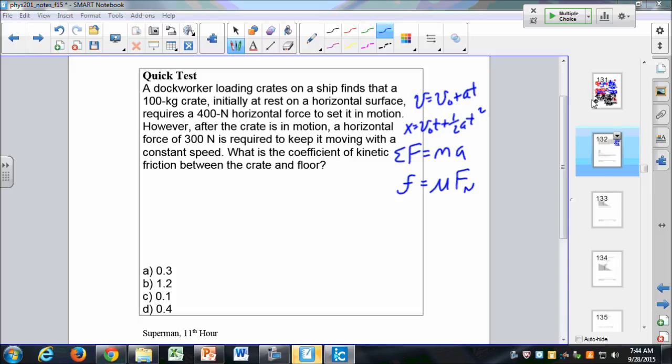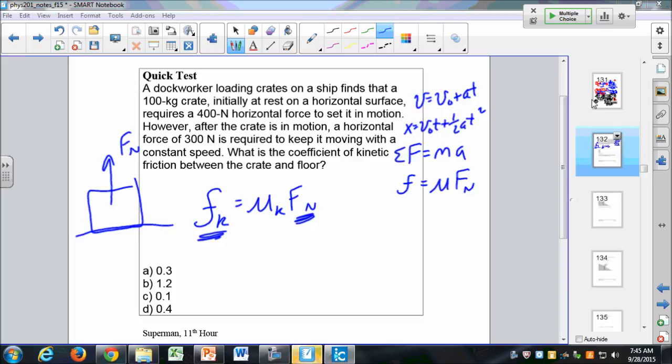And here I'm looking for the coefficient of kinetic friction. So that's Fk is equal to mu k times the normal force. A couple of things I need to know: what is the frictional force and what is the normal force. If it's sitting on a flat surface, the normal force is perpendicular to that surface. The weight is down. So those two are going to be equal because it's not moving in the y direction. So my normal force is just the mass times the acceleration due to gravity. That's going to be 1,000 newtons.